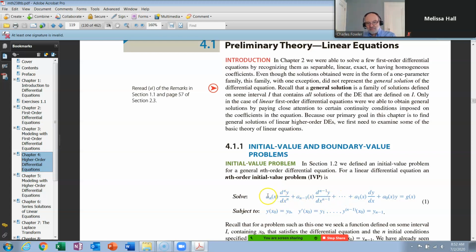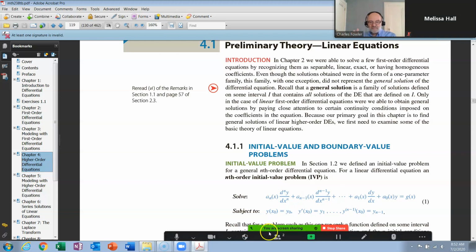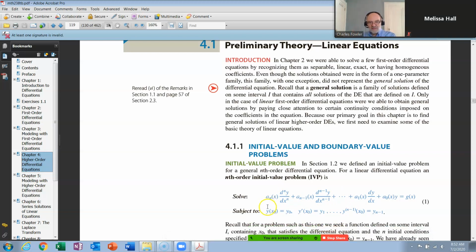So the a sub 0 of x cannot be 0, okay? I needed to say that, left that out before. So here are your initial conditions. Notice they're at the same values of x always. If they're at different values of x, we call them boundary conditions. These have to be initial conditions at the same values for x.